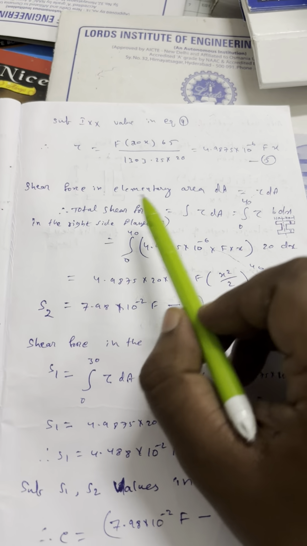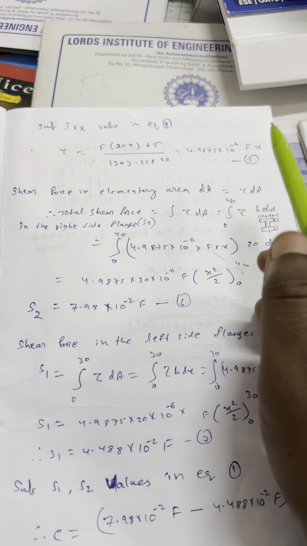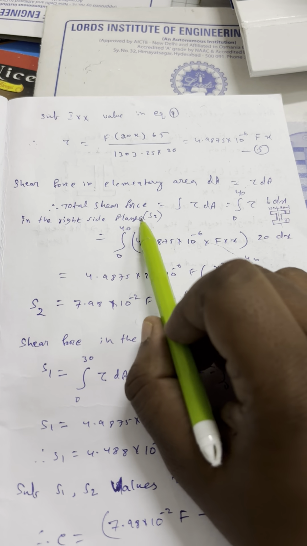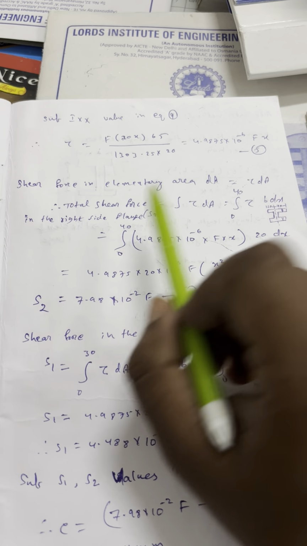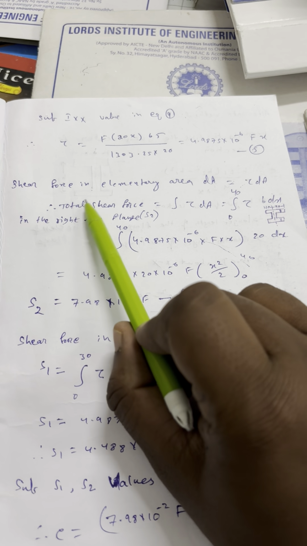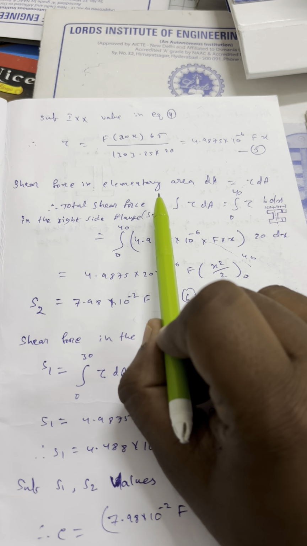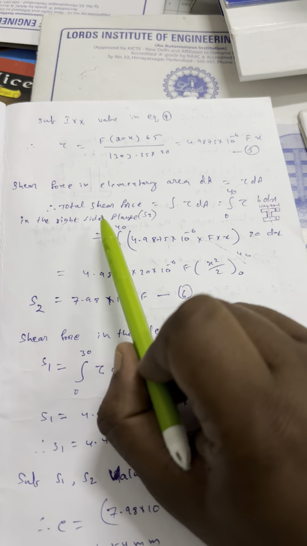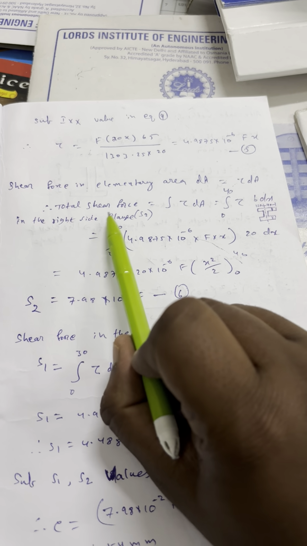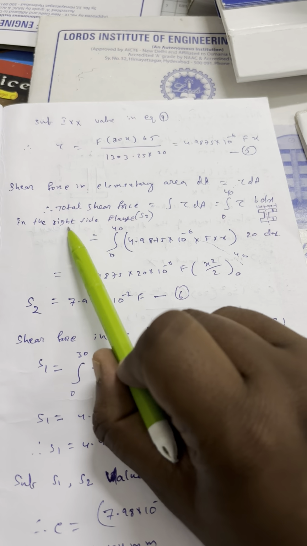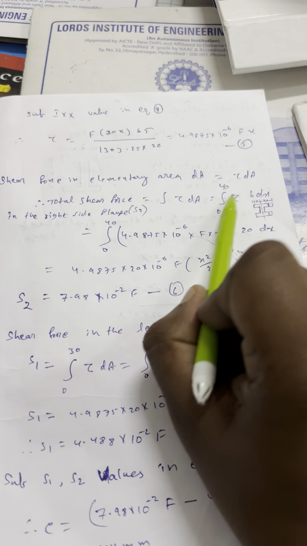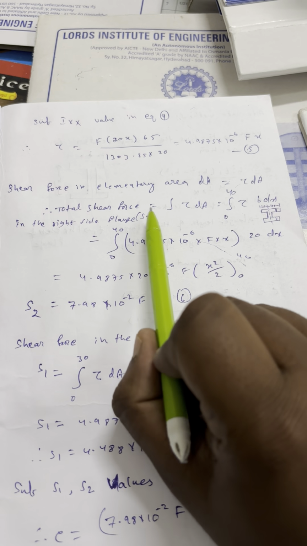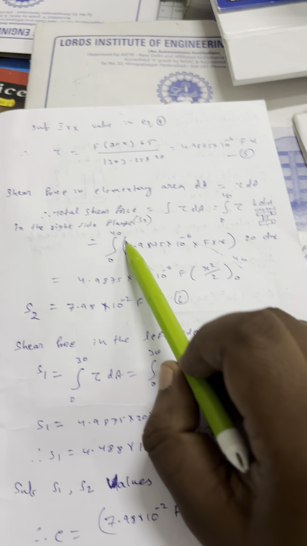Now let us find this one, s equal to tau into dA. So we will find the s values, s1 and s2. First we will find s2. Now the shear force in an elementary area dA equals tau dA. To the right side, that is the total shear force on the right side. Total shear force means integration. So for the right side, we have taken it as s2 equal to integration of tau dA.